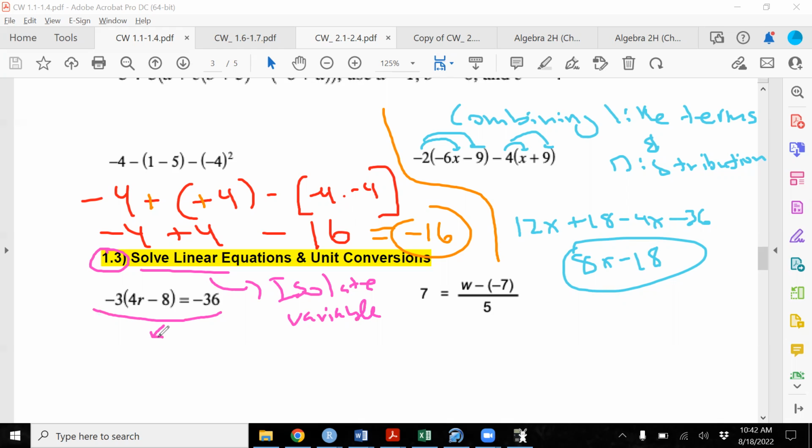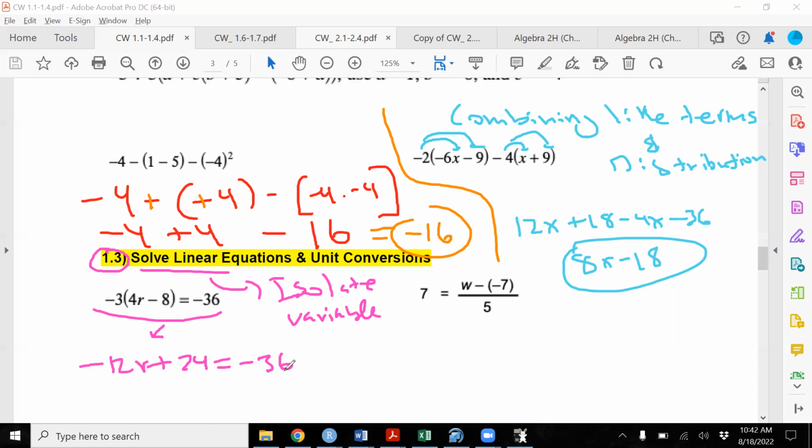But let's try to be efficient here. What do you think would be an efficient way of doing this problem? What should I do as my first step? I like this, distribute. That's a good one. So negative 12r plus 24 equals negative 36. Remind me of your name again? Was it Charlie? Okay. So negative 12r plus 24 equals negative 36. All I did is I distributed.